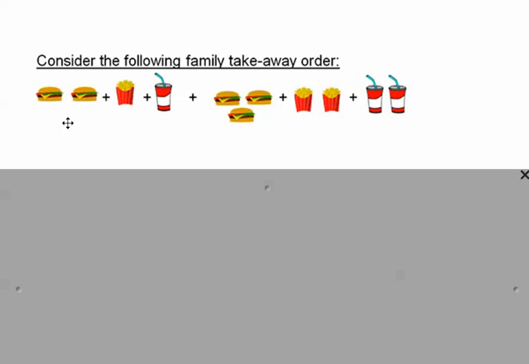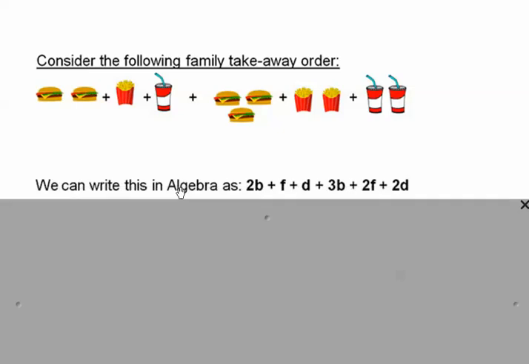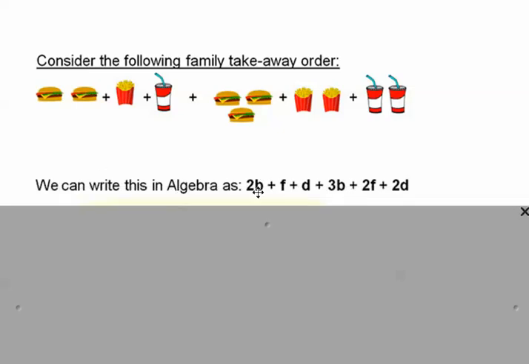So if you look at this, maybe a family, two kids are telling their parents what they want for dinner. Someone says 2 burgers, a fry, and a drink. The other kid says 3 cheeseburgers, 2 fries, and 2 drinks. When the parent looks at this, maybe this might be what they look at in algebra: 2 burgers plus a fry plus a drink, 3 burgers plus 2 fries plus 2 drinks.